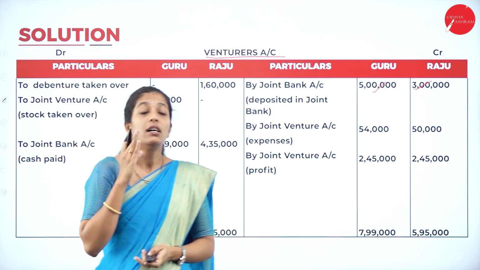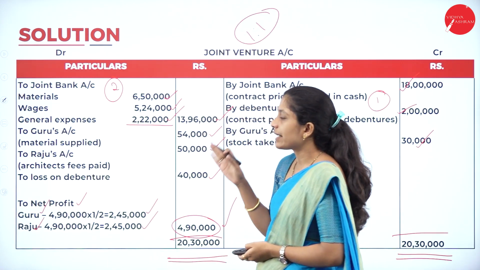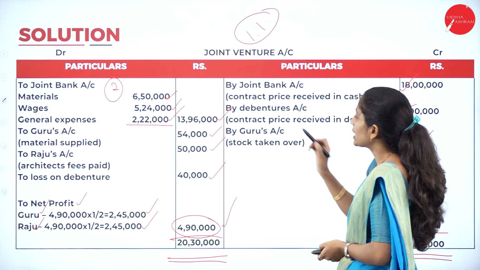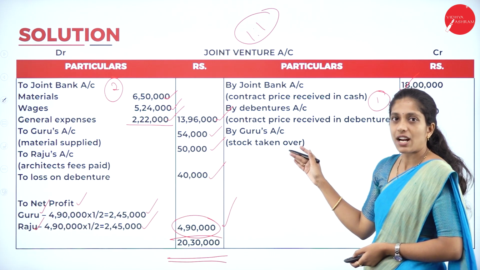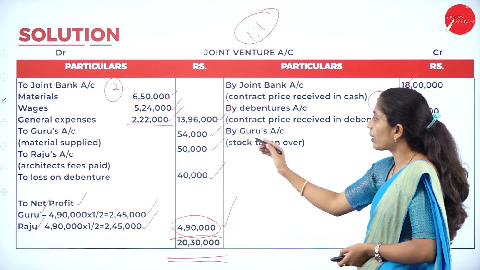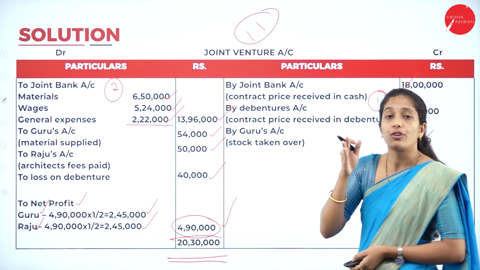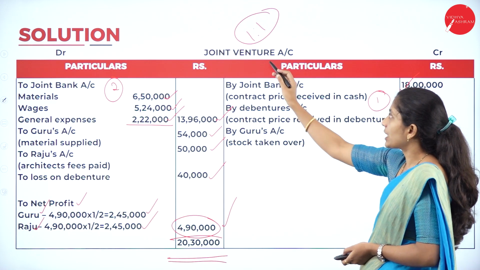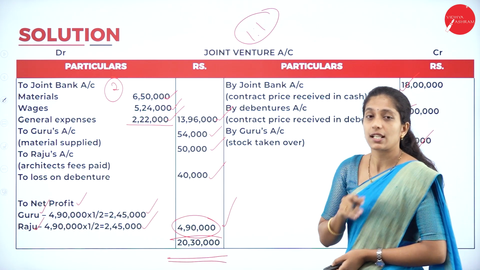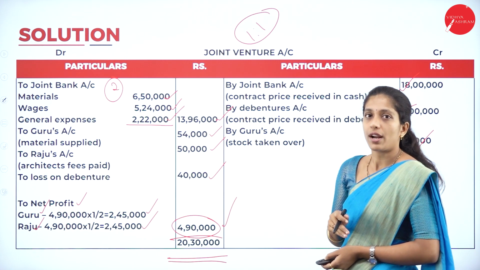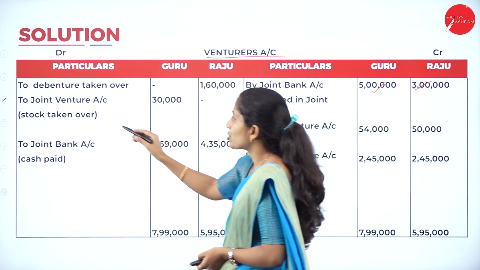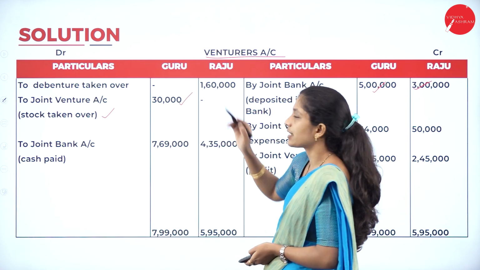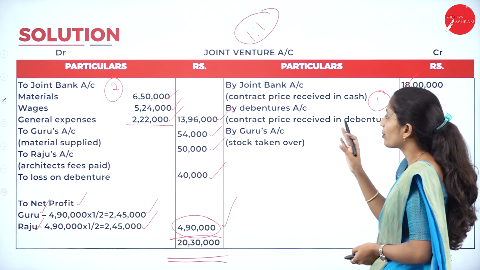Next, see your joint venture account. If any entry has been transferred to venturers account. Now if you see the credit side, here they have transferred, that is for stock taken over, we have recorded it as by Guru's account. So how do you record in your venturers account? Here the entry will be Guru's account debit to joint venture account. So in your venturers account you will record to joint venture account, for stock taken over. So stock taken over is how much? That is by Guru 30,000. So we are done with the credits.